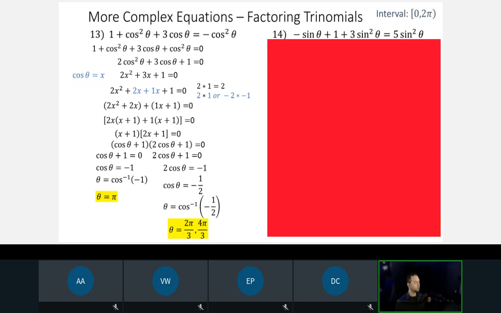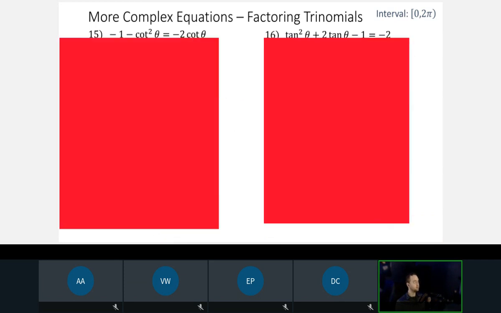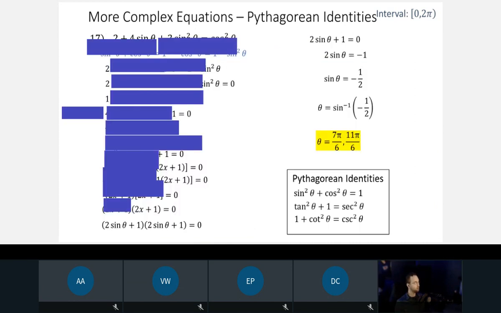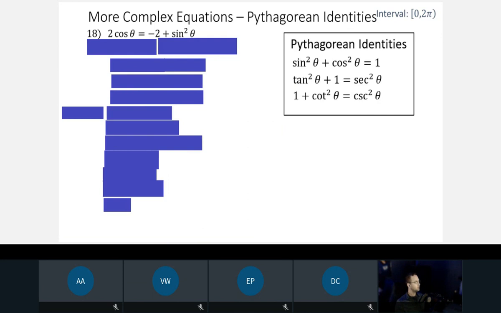Going on. Skipping these. Make sure you snip them to work on them later. I'm skipping these. Make sure you snip them. And I'll go back. Number 18. So I'm going to quickly go through this one. We're almost done, by the way.